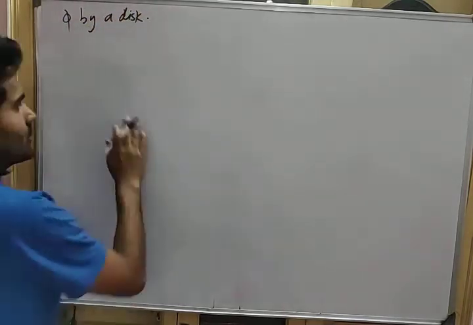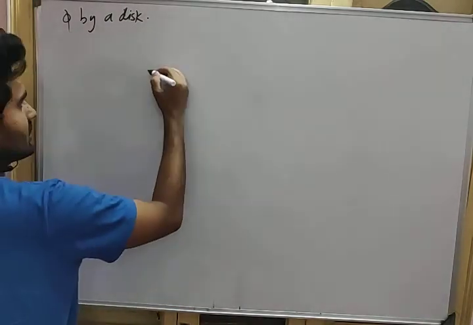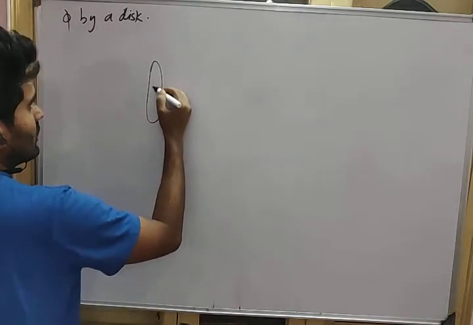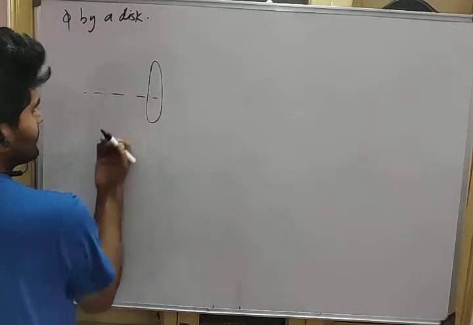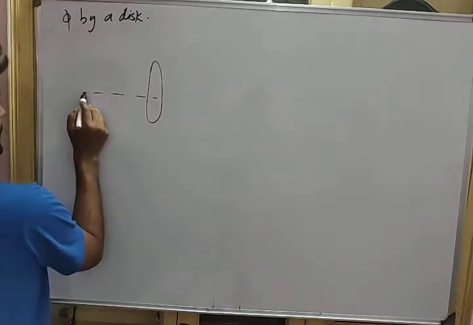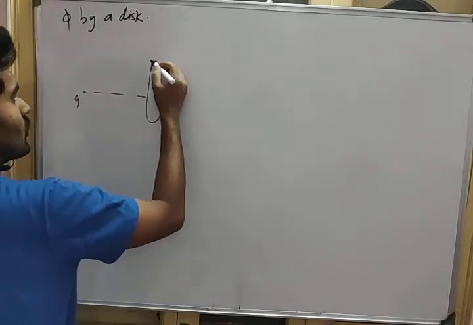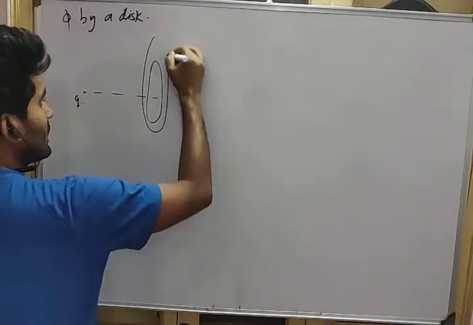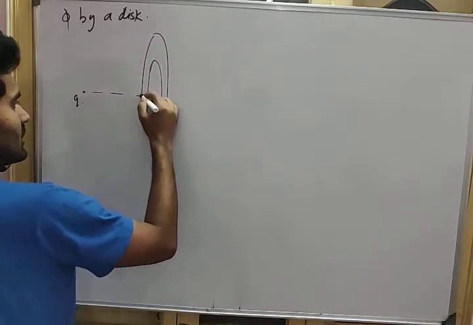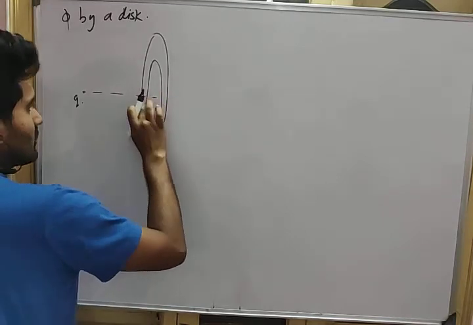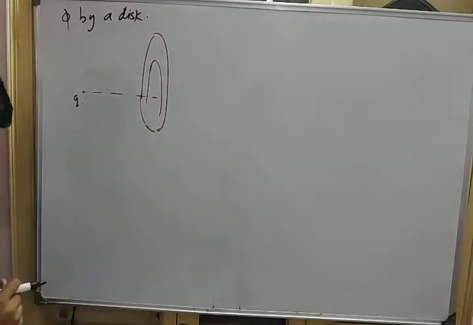Okay, so now how do we do that? Let's take a small disk here. Some charge q is kept here. Let's suppose this is the disk. We want to find out the flux leaking out of this surface, right?